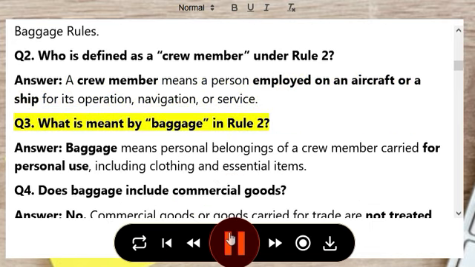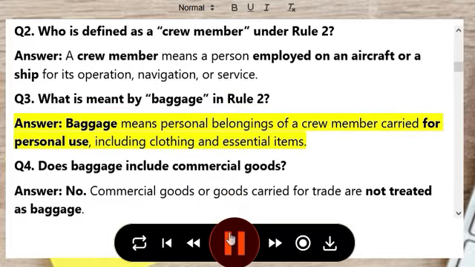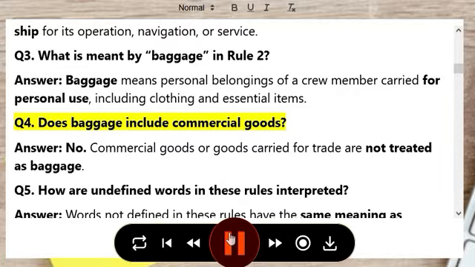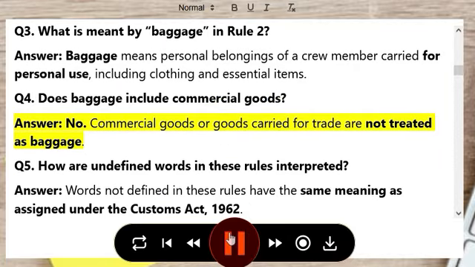Q3. What is meant by baggage in Rule 2? Answer. Baggage means personal belongings of a crew member carried for personal use, including clothing and essential items. Q4. Does baggage include commercial goods? Answer. No. Commercial goods or goods carried for trade are not treated as baggage.